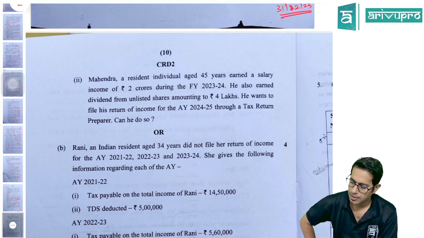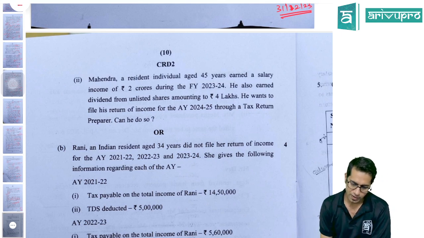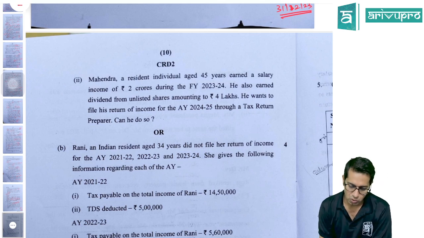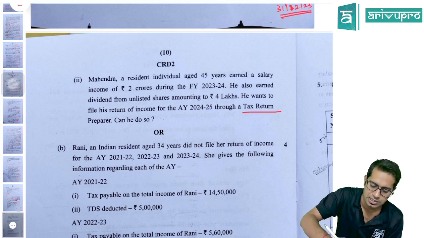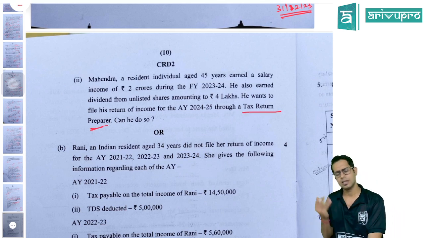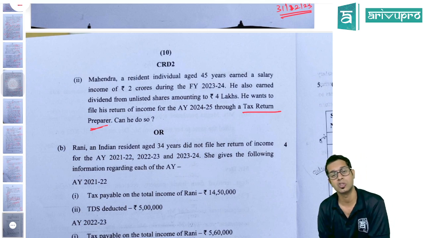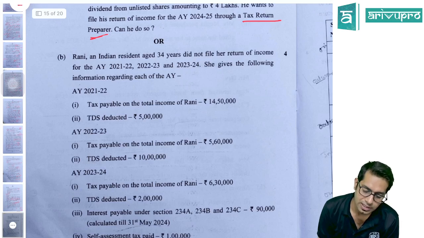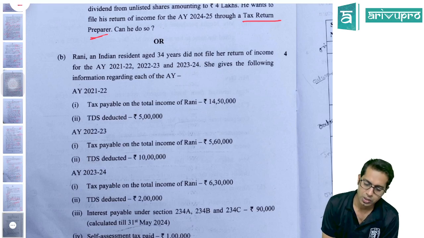Mahindra, a resident individual, age 45, earned a salary of 2 crore rupees. He also earned dividend from unlisted shares of 4 lakh rupees. He wants to file income tax return by income tax preparer. Can he do, sir? Yes, definitely he can do. Income tax return preparer cannot file the income tax return for those people whose books of accounts are subject to audit.